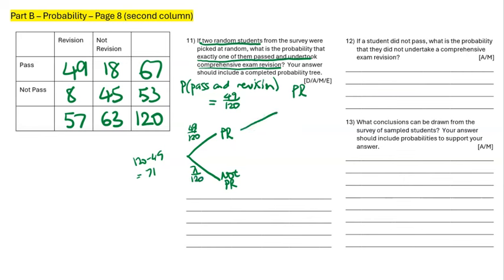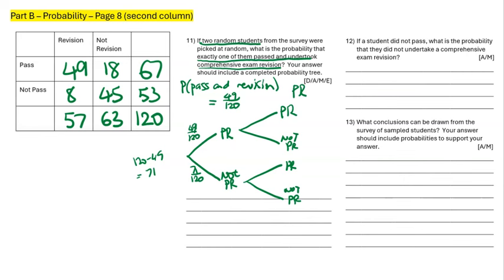Now I'm going to stretch the tree to be person number 2. So let's say the first person was PR, so passed and revised. The second person could have passed and revised, or they could have not passed and revised. And then we need to do the same for the second person. So if they didn't pass or revise, the second person could have been PR or could have been not PR.